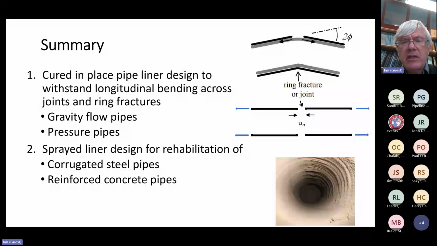I've also had some projects in the last few years for industry. In particular, there's a tollway across the Greater Toronto area, the 407 ETR, where they're looking at the use of sprayed liners to rehabilitate corrugated steel pipes for that tollway, but also for the City of Toronto. They're very interested in using these sprayed cementitious liners for deteriorated reinforced concrete pipes. So I'm going to give you a little summary of the research that I've done in that area.